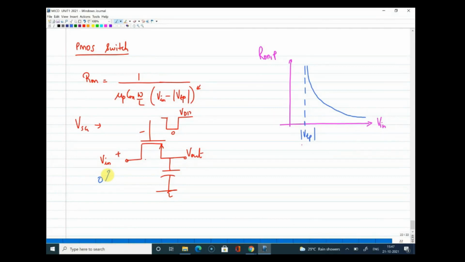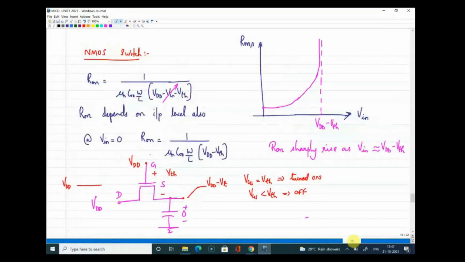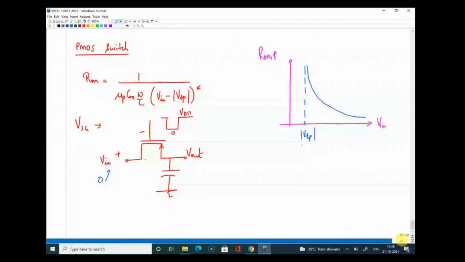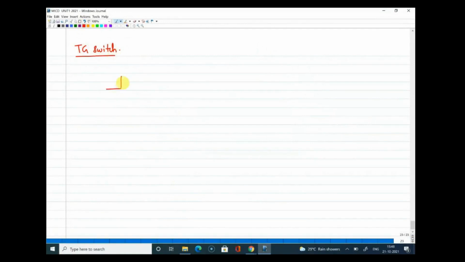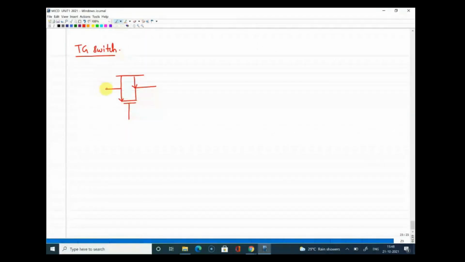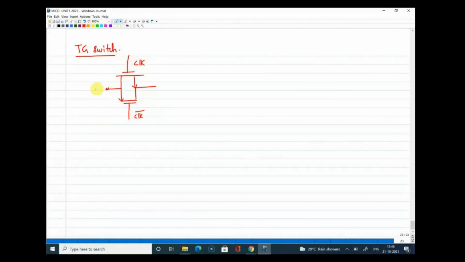Okay. Yeah, got it. So now, since your NMOS on resistance is like this and PMOS is like this, when you go for the combined switch, we call it the transmission gate switch. When you have this transmission gate switch, where you combine both NMOS and PMOS together, where this is clock and this is clock bar, I'll just connect in this fashion. This is V in and this is V out.